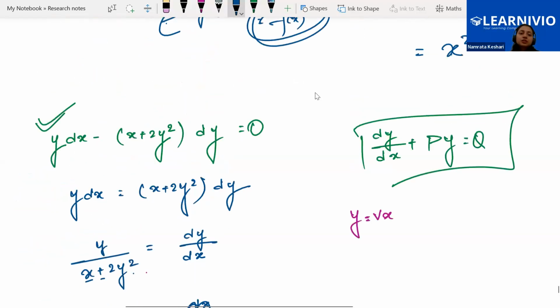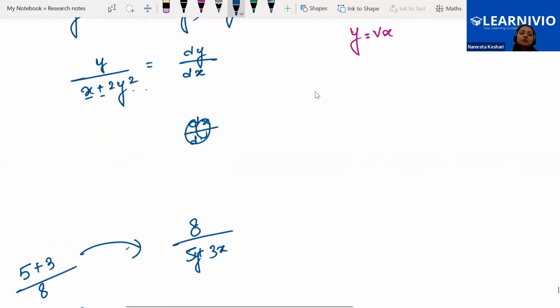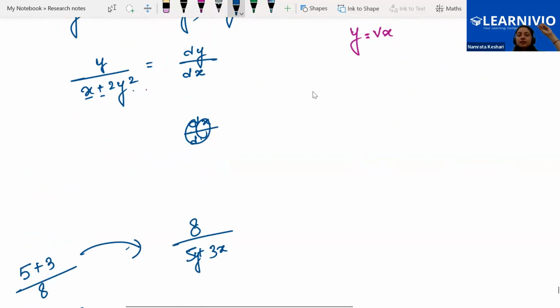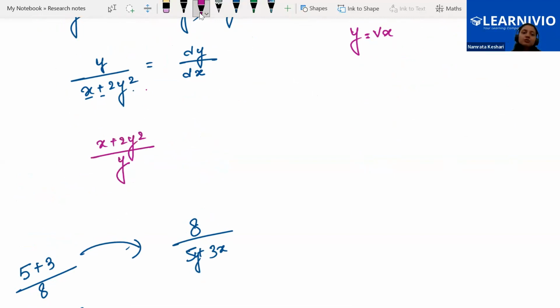So in such a scenario, can you see 8 by 5y plus 3x, a single term in the numerator and two terms in the denominator, maybe if we take the reciprocal, it will help. If we take the reciprocal of this one, that is x plus 2y square by y, it will help. But since we are taking the reciprocal on this side, we must take the reciprocal on the other side. Otherwise, the complete concept will be invalid.